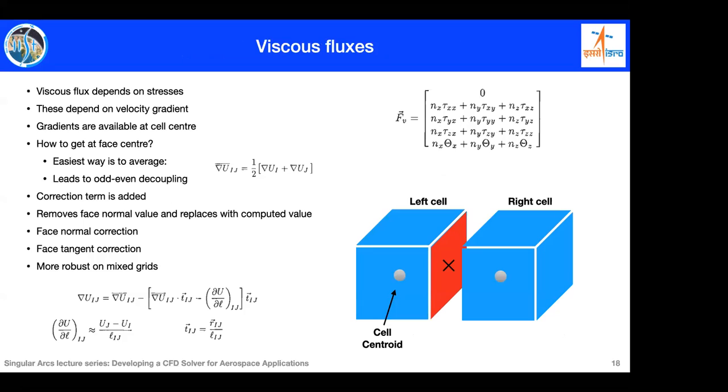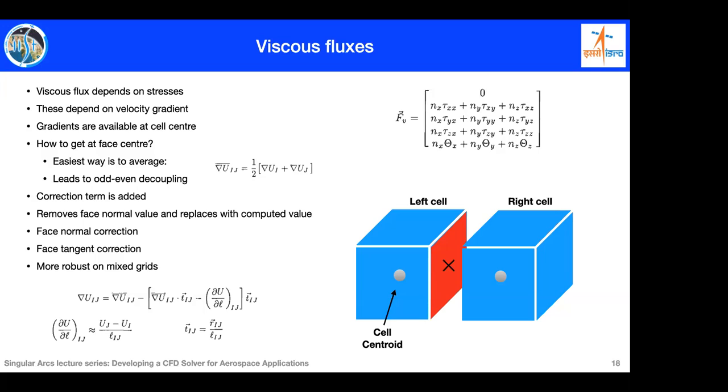Okay, so now once we have gradients, we can actually compute viscous fluxes also. So the gradients we use for reconstruction as well as for viscous fluxes. Now when we come here again, we have that dilemma of how to get the gradient at the face, because when we come to flux, we need it at the face, whereas for earlier reconstruction we needed gradients at the cell centroid. So the easiest way again is to take the average of the two. You take the gradient of the left cell, the gradient of the right cell, and take the average.